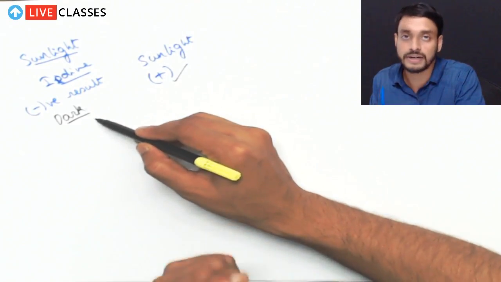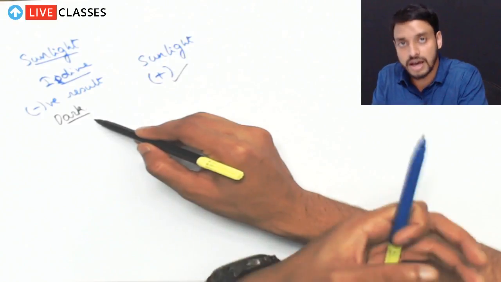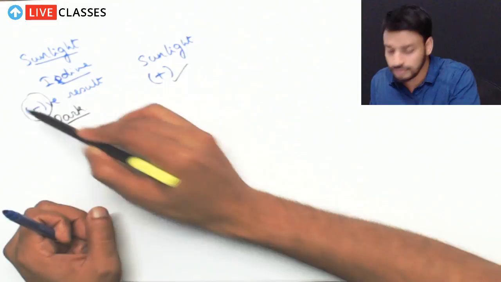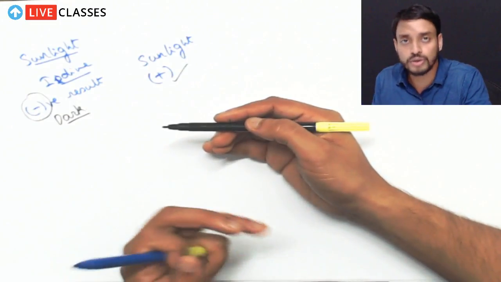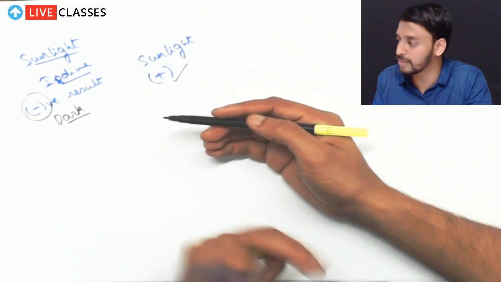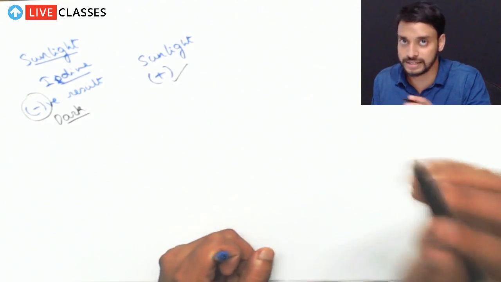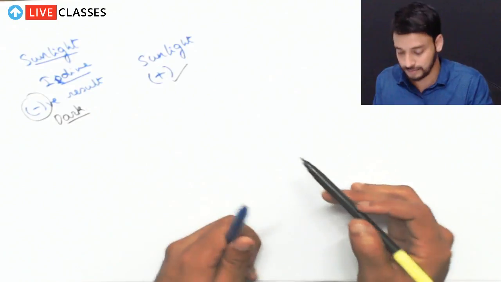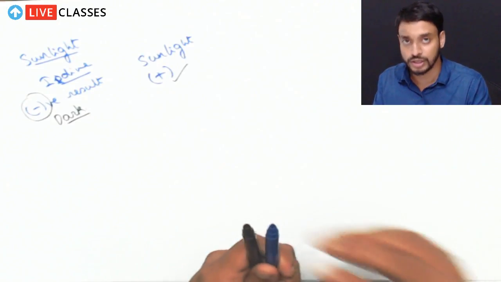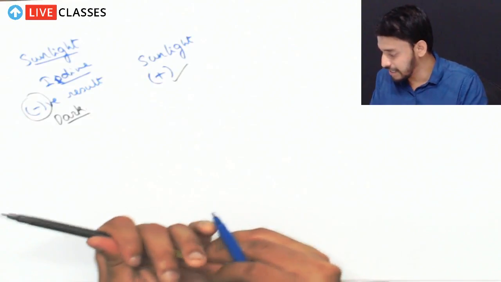Whereas अगर dark पे रख देते हैं, if it is kept in darkness, then we would get a negative result. Why? Because there is no sunlight. So in the absence of light, it cannot perform the process of photosynthesis. Hence it's a negative result. So till now what have we proved? Sunlight is necessary, carbon dioxide is necessary.